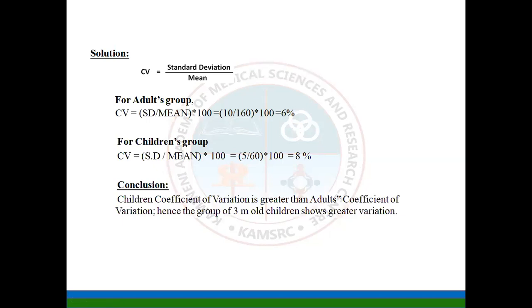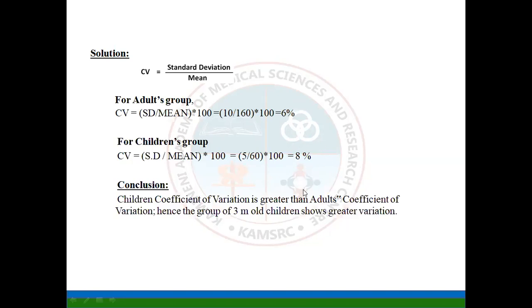First we need to calculate for the adult group. The CV is 6%. Here we are calculating in percentage, so that is why we are multiplying by 100. For the children's group, SD divided by mean into 100 is equal to 8%. So the CV for the adult group is 6% and the CV for the children's group is 8%.